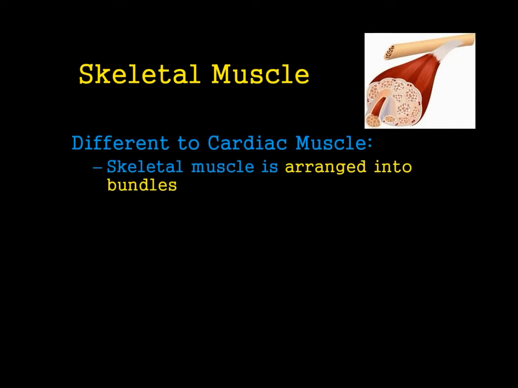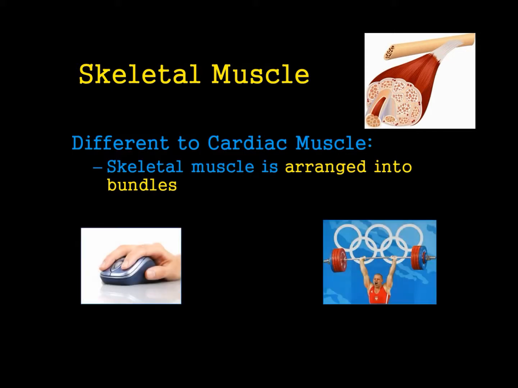Another big difference compared to cardiac muscle is that skeletal muscle is arranged into bundles. Now what this means is that if we want to make a small movement, like for example clicking a mouse, we only recruit the amount of muscle that we need in order to perform the movement. So for a mouse click, we'd only recruit a few fibres in our hands. However, if we were doing a large movement, like lifting weights, we could recruit more of them.